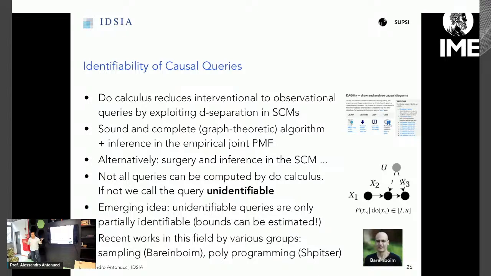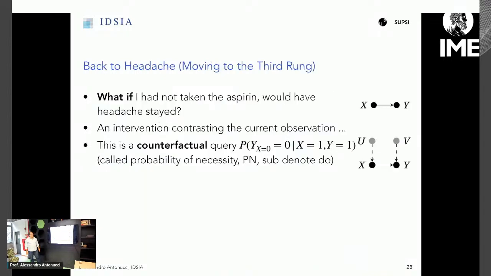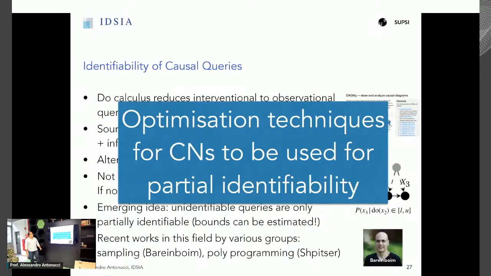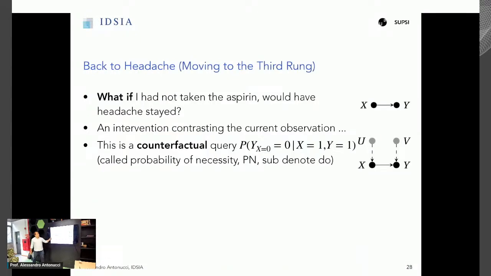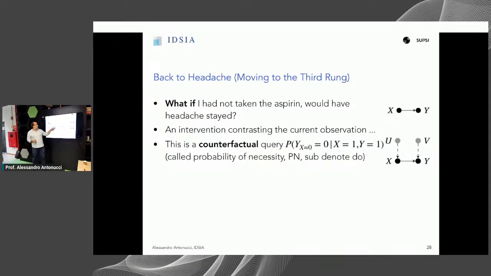And now the challenge for all these groups is to find a good way to compute these bounds. And this is also what we are trying to do. And we want to use credal networks for that. So the counterfactual question we wanted to answer is something like: okay, in the real world, I took the aspirin and my headache disappeared. What would be in an alternative world where I didn't take the aspirin? Is my headache, which is the probability of my headache disappearing?